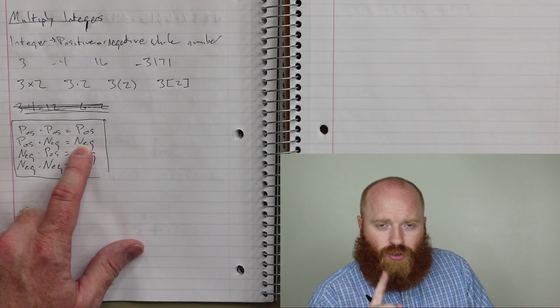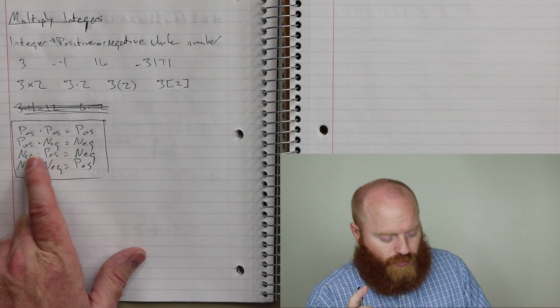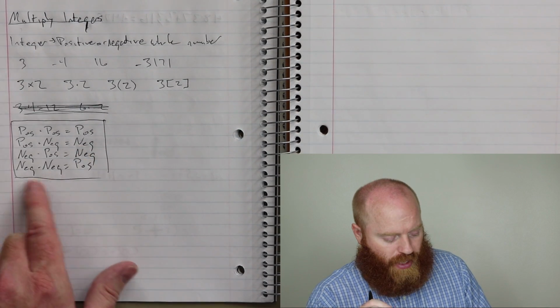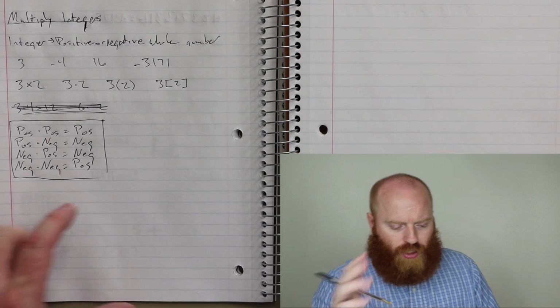Positive times a negative is a negative. So if one of them is negative, the answer will be negative. Negative times a positive, negative. If one of them is negative, the answer will be negative. If they are both negative, the answer will be positive. So let's practice a couple of these.